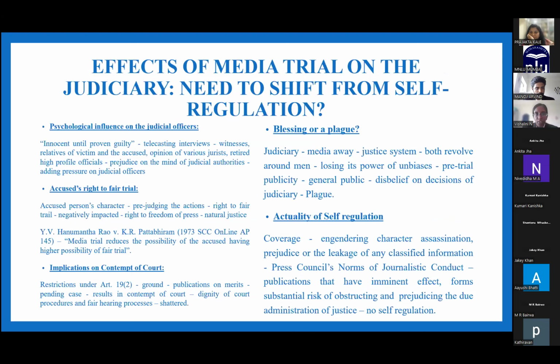how due to media trial publications, which basically talk about the various interviews of the witnesses, the relatives of the victims and accused, all this creates a kind of pressure on the judiciary's mindset, or upon the judicial officers while deciding a case. This ends in the judicial officer having a bias upon him, and also creates a pressure on him to not exert that bias in his decisions, which is actually the end goal of the judiciary.